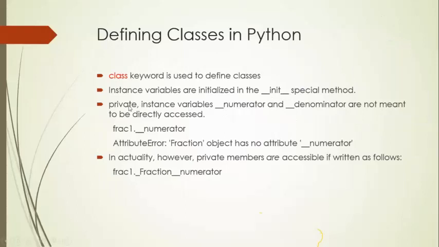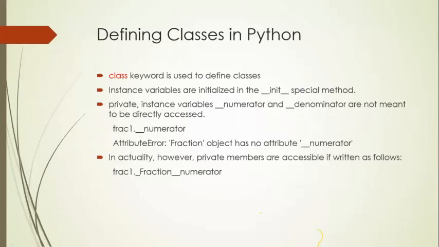Now, private variables. Private variables, private members or private methods can be defined with two preceding underscores. So in this example, __numerator is a private variable. __denominator is also a private variable, and they cannot be accessed outside the class. So this accessing is not possible. When you try to access this, it is going to throw an attribute error: Fraction object has no attribute __numerator.